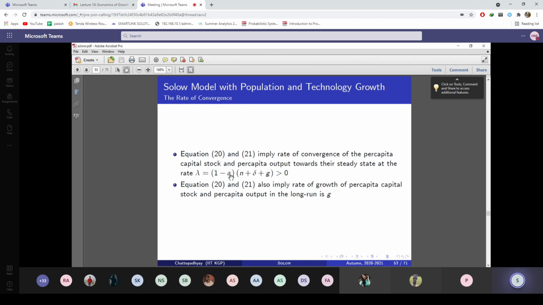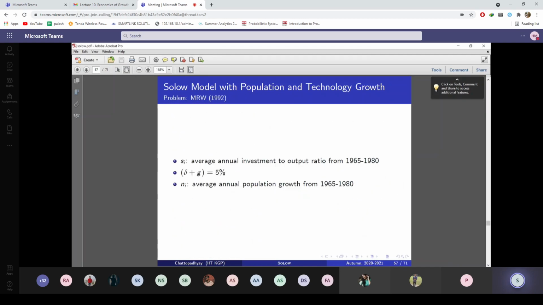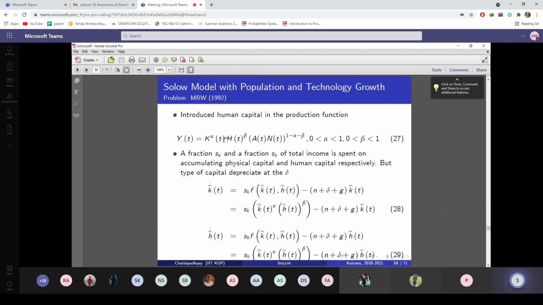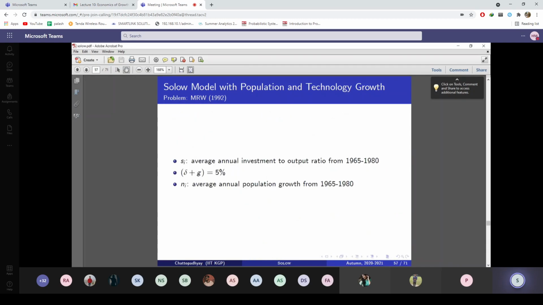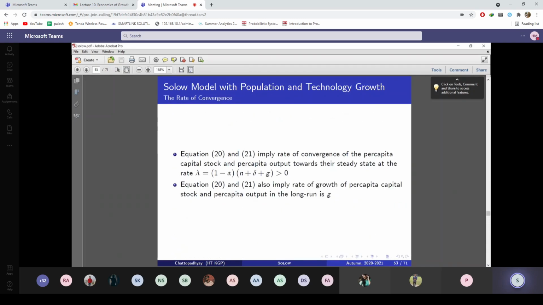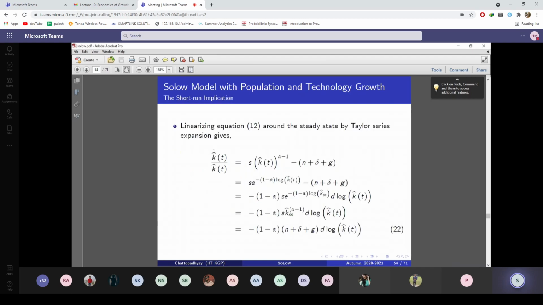They introduce human capital the same way Mankiw, Romer, and Weil introduced it. If you take this production function, k to the power alpha, h to the power beta, (AtNt) whole to the power 1 minus alpha minus beta, your convergence rate will be 1 minus alpha minus beta times n plus delta plus g. Okay, it will fall down. So that means human capital is necessary.